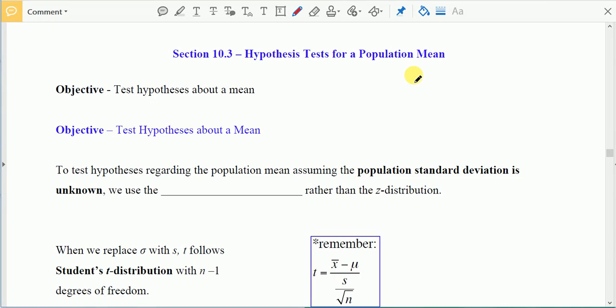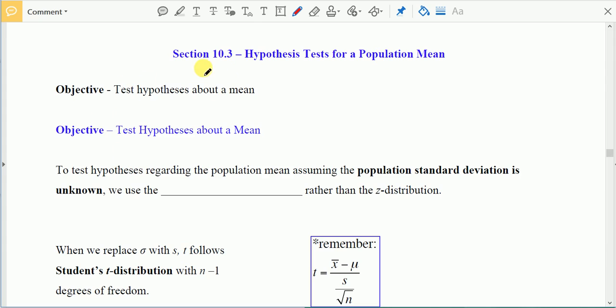In this video, we will talk about hypothesis testing for the population mean. In the last two videos, we talked about the hypothesis test, and the second video was about the population proportion. Remember from chapter 7, we talked about the proportion first, then the mean, and lastly the standard deviation or variance.